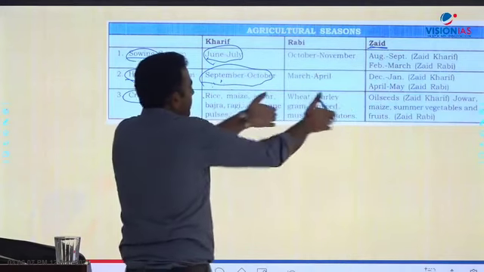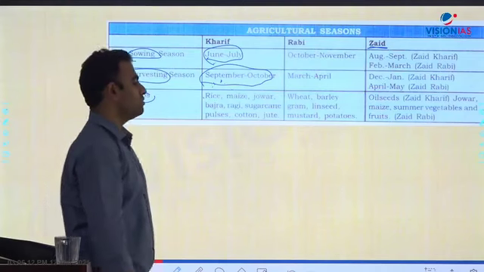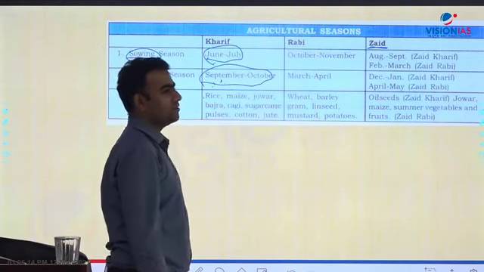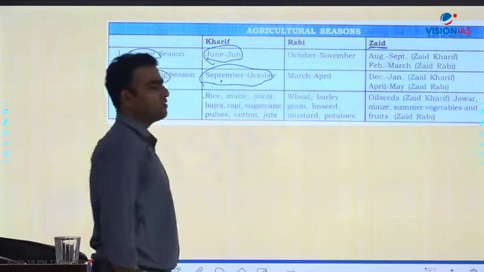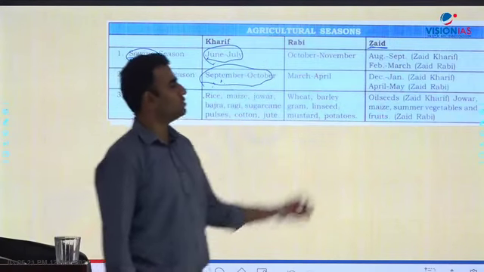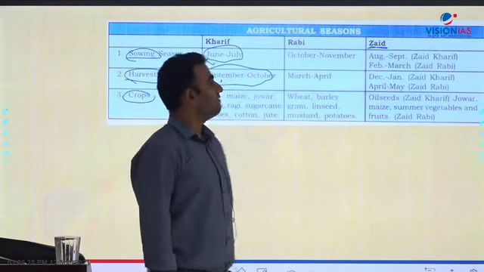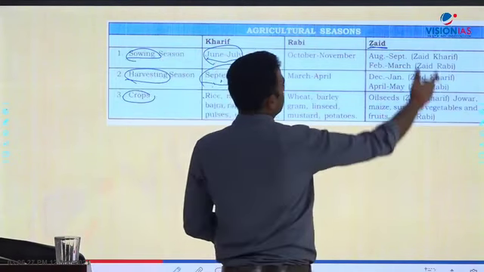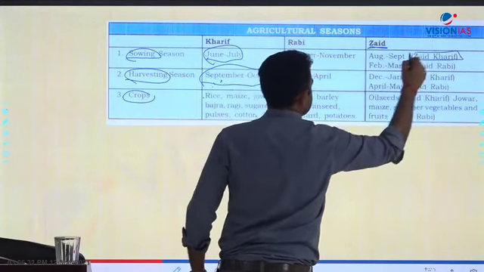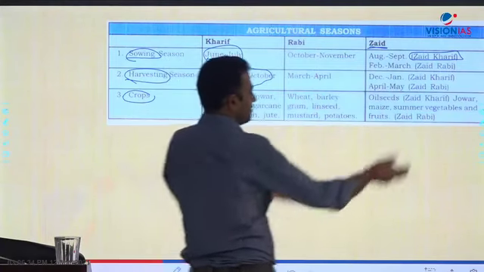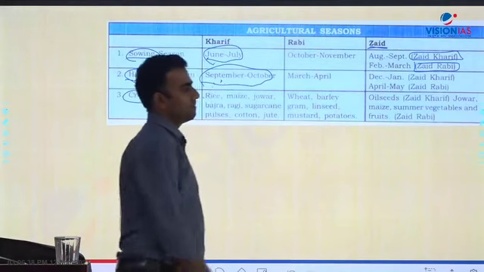So in between Kharif and Rabi, sometimes we will have a short period of time, and we don't want to leave it without doing much agriculture. So that time we will try to grow short growing crops. So that is what is Zaid. If it is coming between the Kharif and Rabi, we call it as Zaid Kharif. If it comes between Rabi and Kharif, we call it as Zaid Rabi.